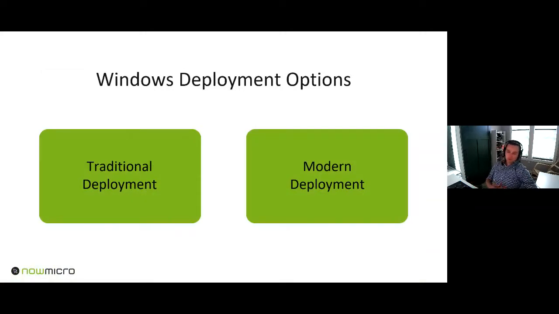So the main goal that we're trying to achieve by using Windows Autopilot is to deploy a Windows 10 device to an end user. And when we talk about deploying Windows devices, we can break the options down into two categories: traditional Windows deployment and modern Windows deployment.